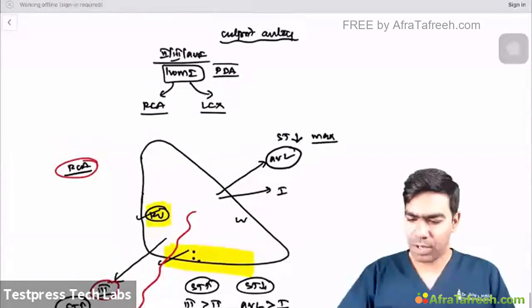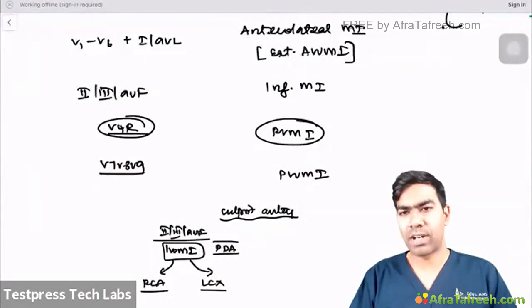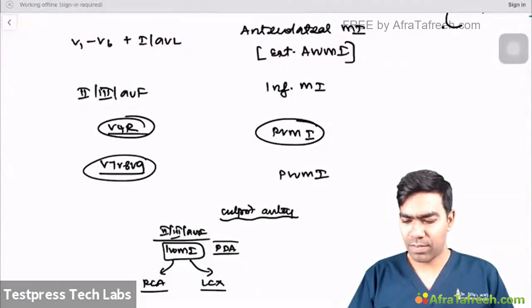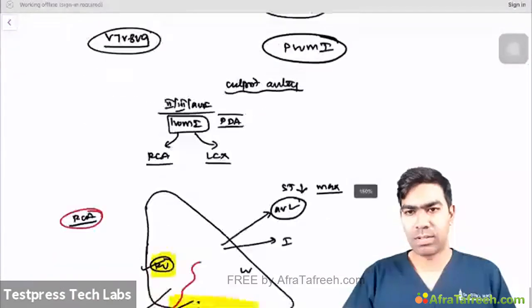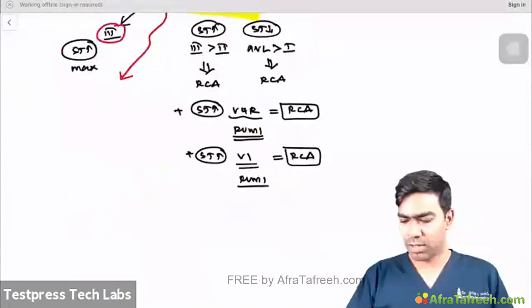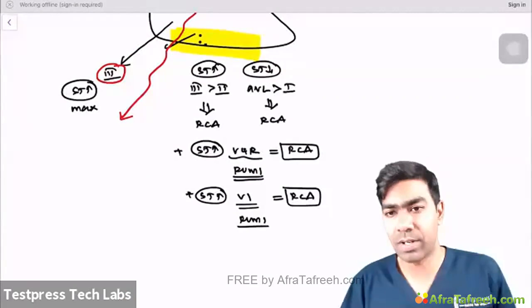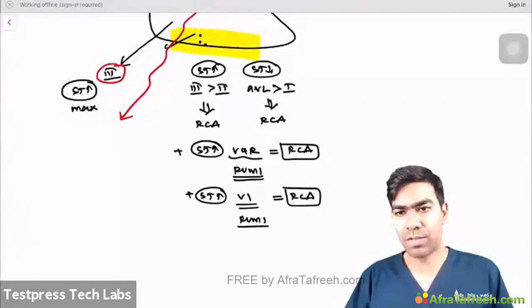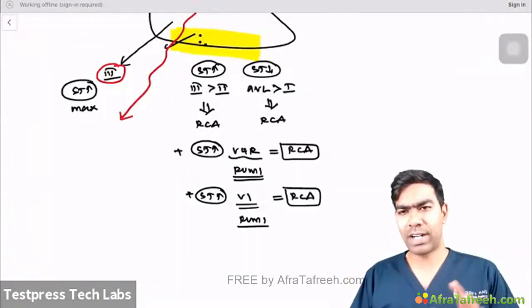Did I write it like that before? No, I've written V4R is right ventricular MI. V7, V8, V9 is for posterior wall MI. I don't know, maybe I would have written it and changed it. Maybe you would not have noticed in between. But anyway, I wrote that only. So V4R means it's the right ventricle and posterior wall. I mean, let us come back to that. So let us analyze step by step.